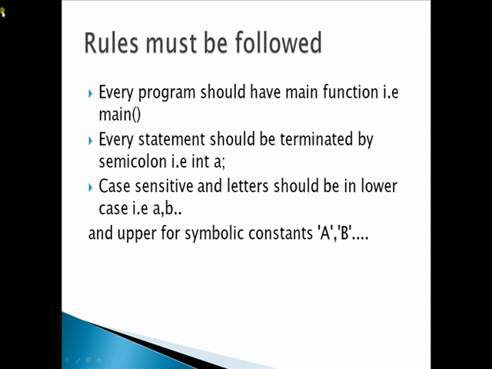When writing C programs, some rules must be followed by programmers. What are the rules? First rule is every program should have a main function. The main is the heart of the program. We should not write a function excluding main. We have to write the overall statements and functions using main, and we have to define them inside main.